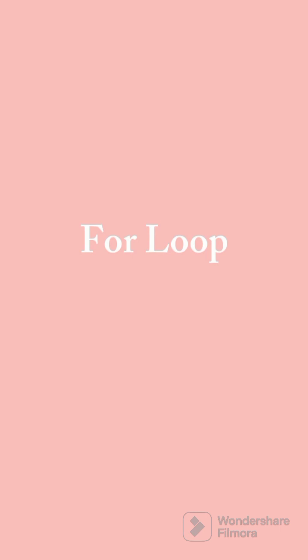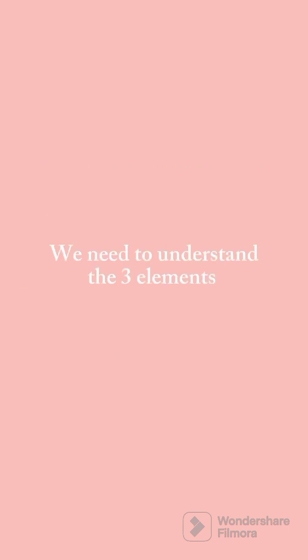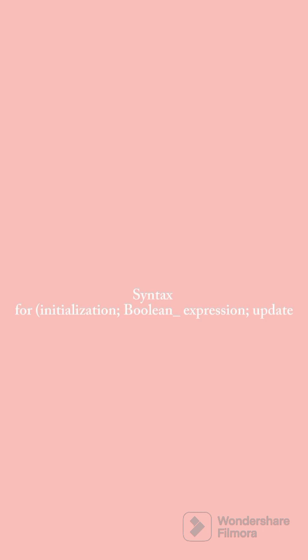For loop. A for loop is a repetition control structure that allows you to efficiently write a loop that needs to execute a specific number of times. A for loop is useful when you know how many times a task is to be repeated. We need to understand the three elements. Syntax.